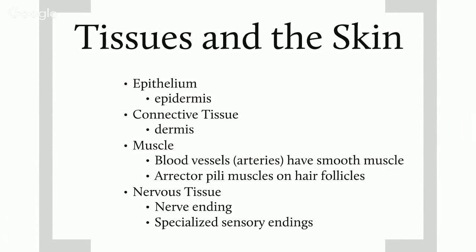So we see muscle tissue in the skin. Within the dermis, there are blood vessels, namely arteries, that are going to have smooth muscles in their wall that control the flow of blood through the artery. And there are also in the dermis hair follicles, which are attached to smooth muscle, called the erector pili, that causes hair follicles to move.